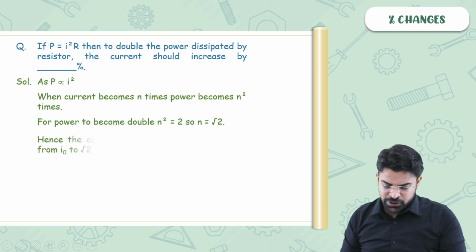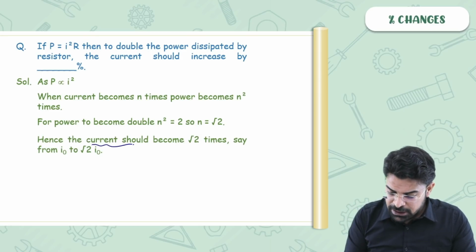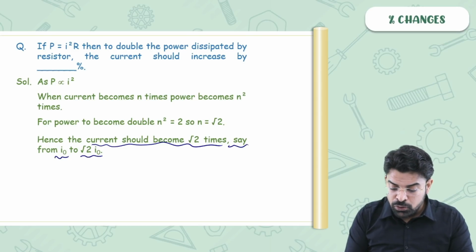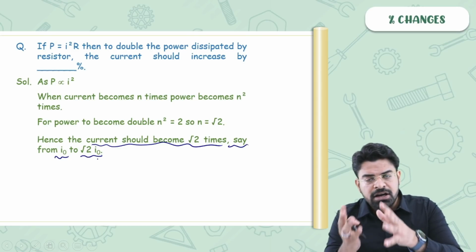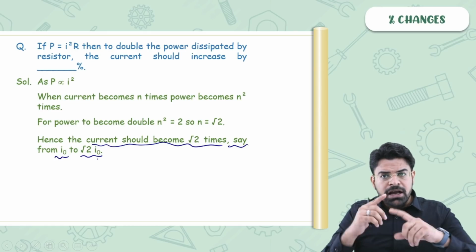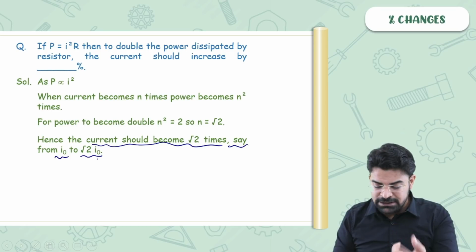So, let's see. Hence, the current should become root 2 times, say from I0 to root 2 I0. Let's say the initial current was I0 and the new current is root 2 I0. If the current becomes root 2 times, what is the percentage increase in current?